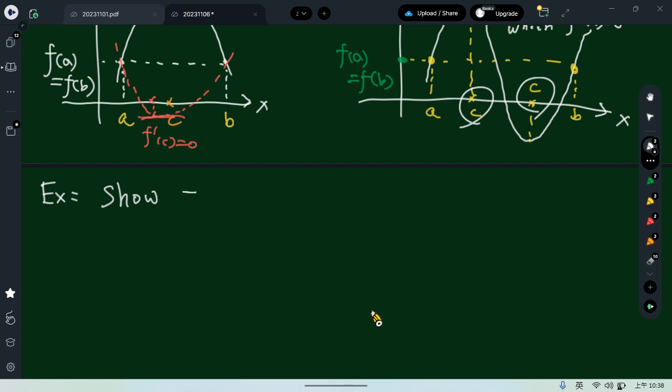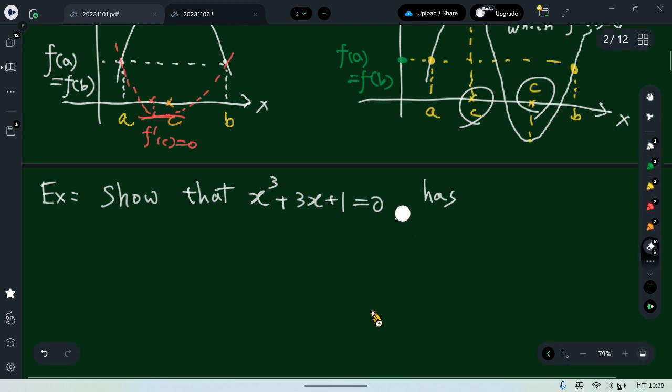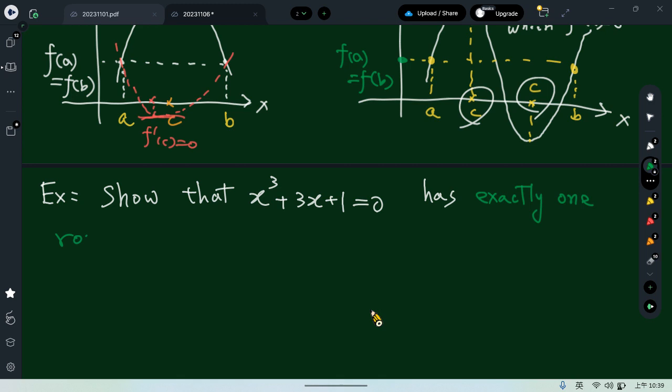Okay, so if you already have the idea, we can revisit another question just like this. Show that x cubed plus 3x plus 1 equals 0 has exactly 1 real root.